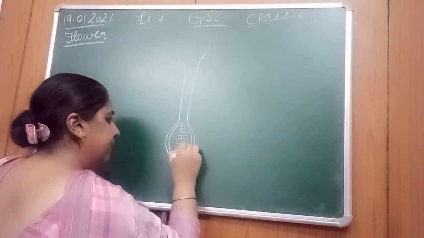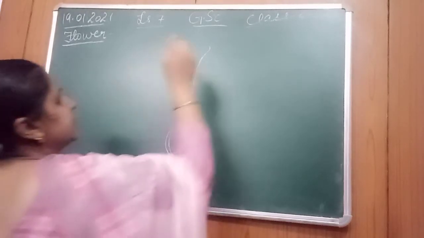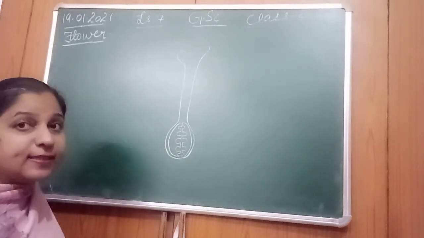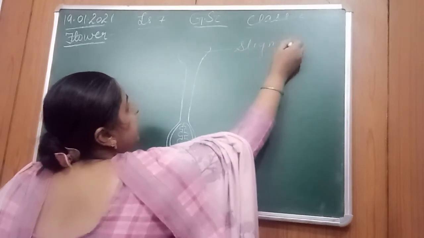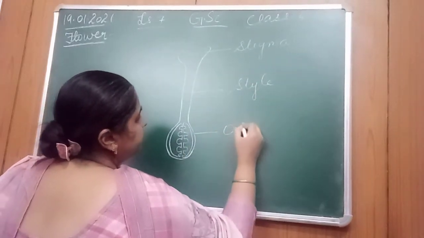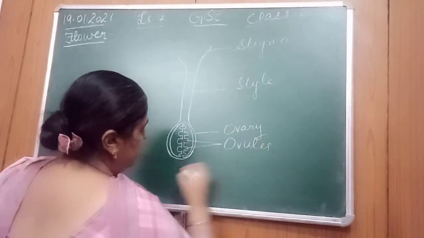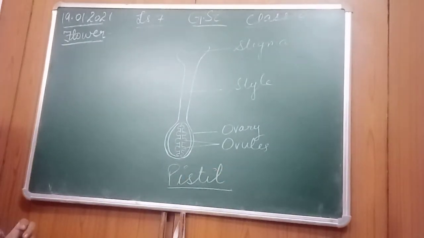Okay. These ovules, they are the female gametes. Male gametes क्या थे? Pollen grains. And ovules are the female gametes. First of all, label it. This is stigma, style, ovary, and these bead-like structures are ovules. This is pistil, structure of pistil or female reproductive part. Okay.